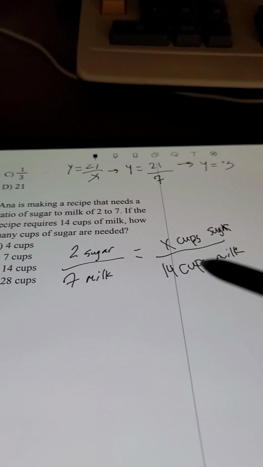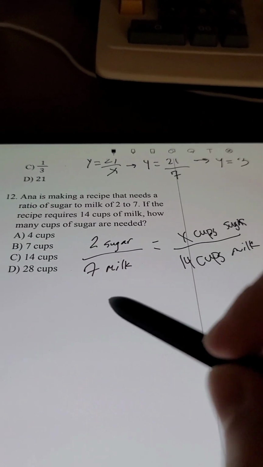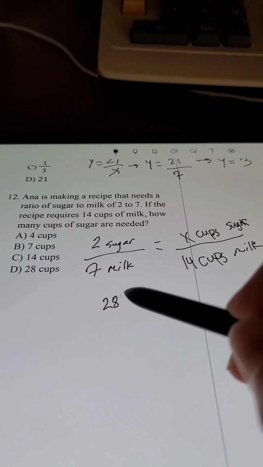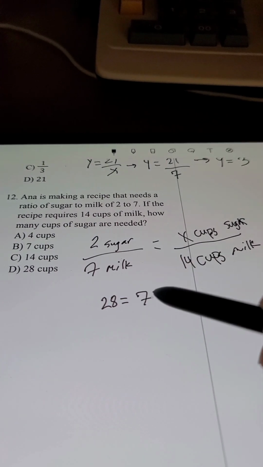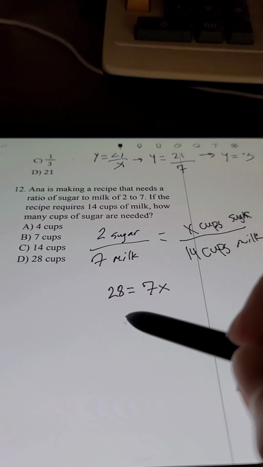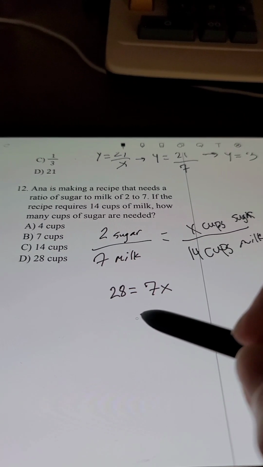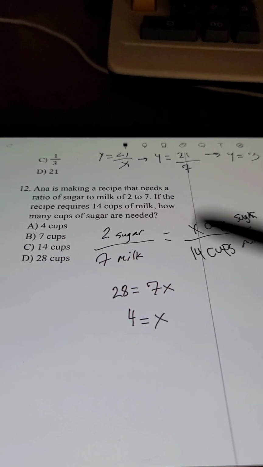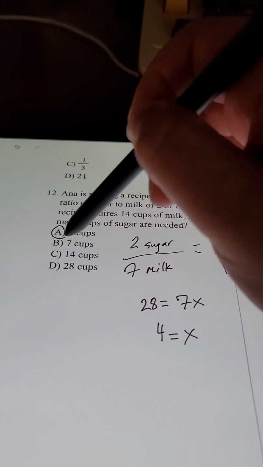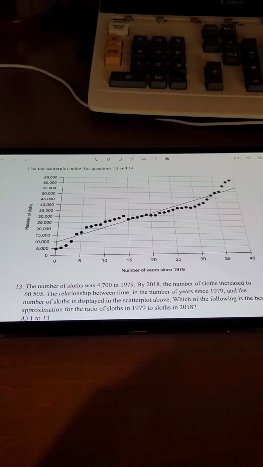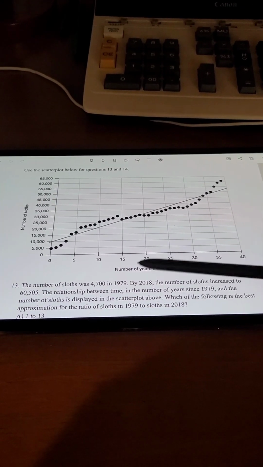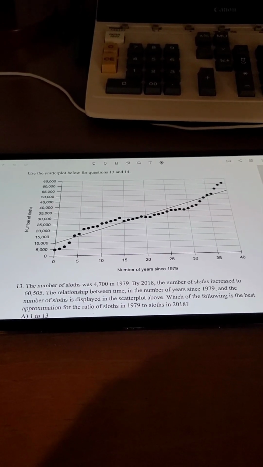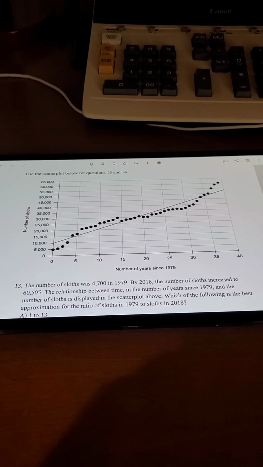So I set up my proportion, and now I'm going to cross multiply 2 times 14, which is going to give me 28, and then 7 times X is 7X. So if I just solve for X by dividing by 7, I get that X is equal to 4. So it would be A, 4 cups of sugar. Okay, so we're using this scatter plot for number 13 and 14. So pause to read if you haven't already.